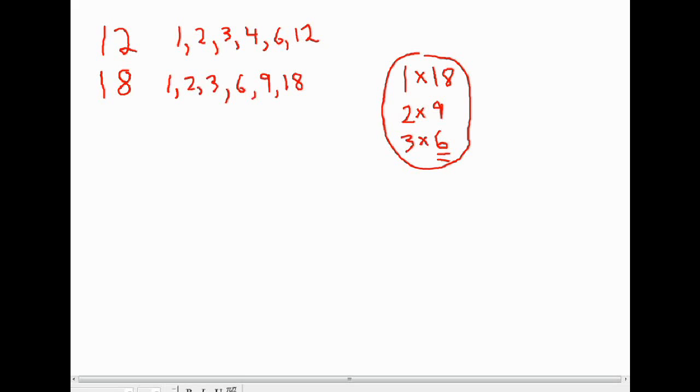Well, we can see that the factors of 12 and the factors of 18 have a few factors in common. 1, 2, 3, and 6 are all on both of these lists. And when we're looking for the greatest common factor, or the GCF, we're looking for the biggest value that's the same in both lists. And here, the GCF, or greatest common factor, of 12 and 18 is 6.